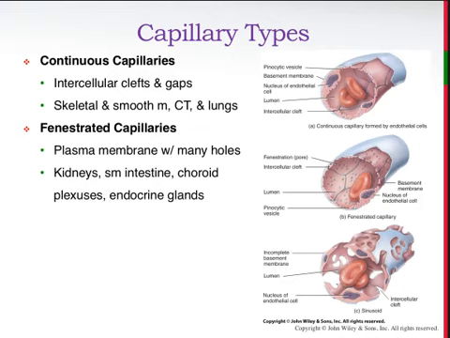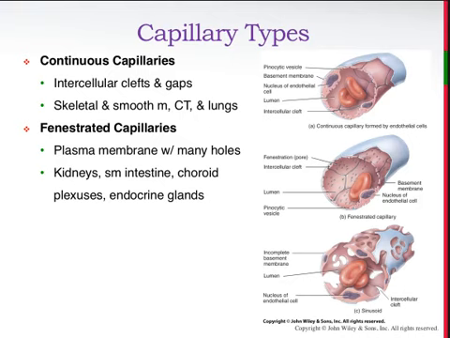Fenestrated capillaries, these guys have a plasma membrane, and that plasma membrane has a lot of holes in it, or fenestrations. A fenestration is an opening, a hole, a pore, whatever term you use to picture in your mind that I have some openings within that plasma membrane. We're going to find these guys in the small intestine. We're going to find them in the kidneys, the choroid plexuses.